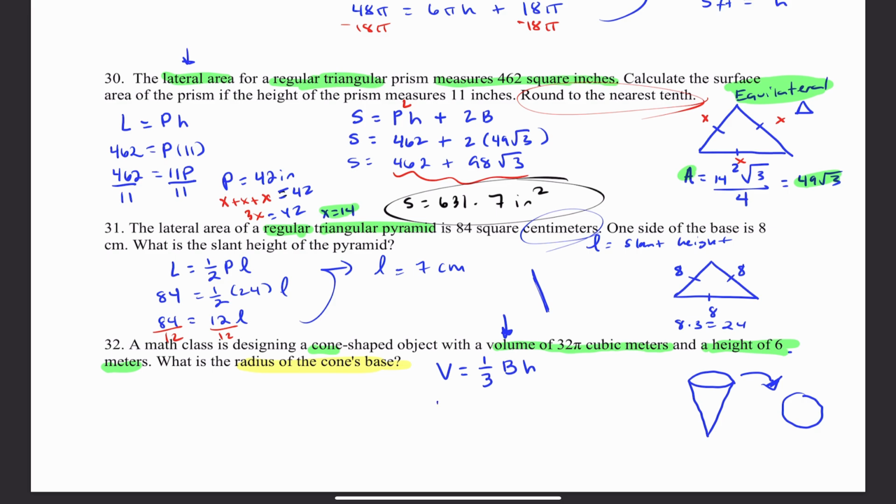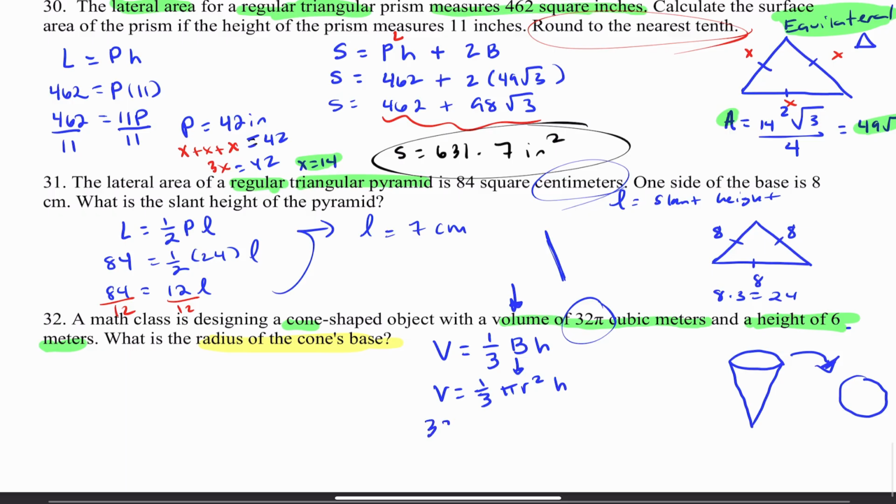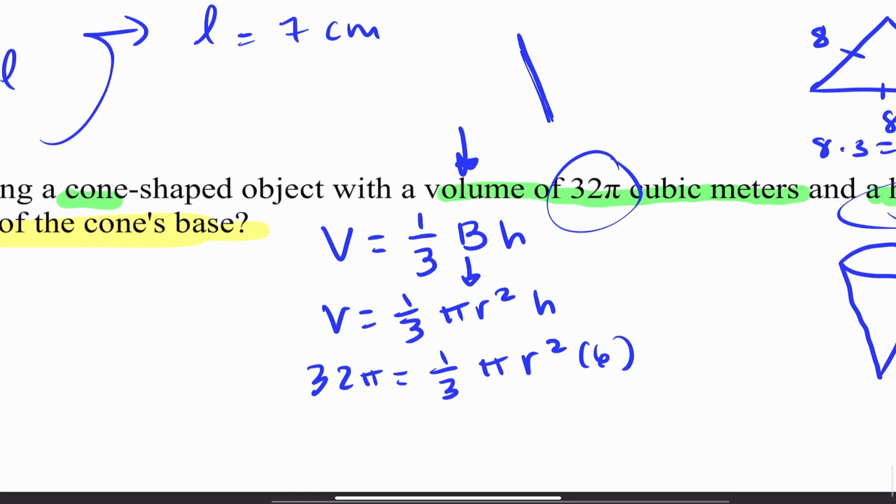And, okay, well, we know that big B represents the area of the base. The shape of the base is a circle. So the area of a circle is pi r squared multiplied by the height. So then let's go ahead and replace. The volume is 32 pi equals 1/3 pi. We don't know what the radius is, so we're going to leave that alone. So I have r squared. And the height is given. It's 6 meters, right? So I can go ahead and replace h with 6. And then look at that. I have 32 pi equals 1/3 pi r squared times 6.